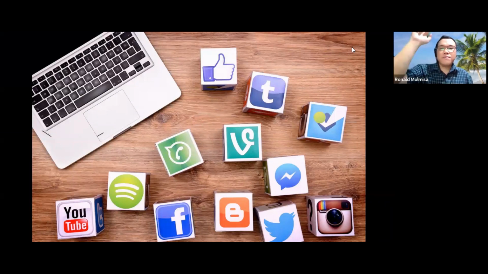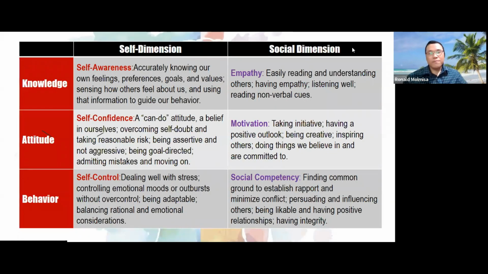Okay, mga kapatid? Just a review. So, knowledge, self-awareness, and empathy. Attitude, self-confidence and motivation. Behavior, self-control, and social competency.